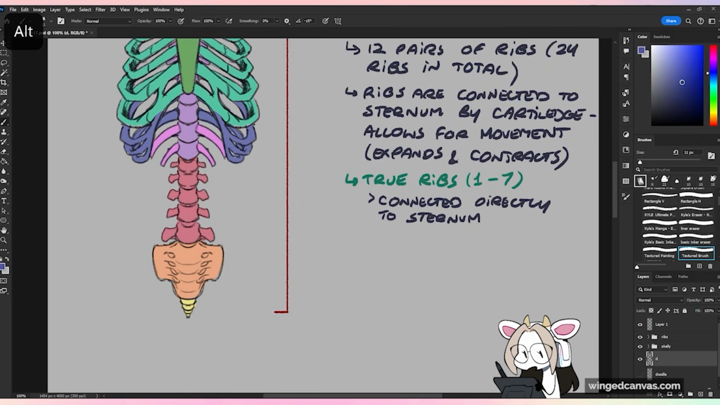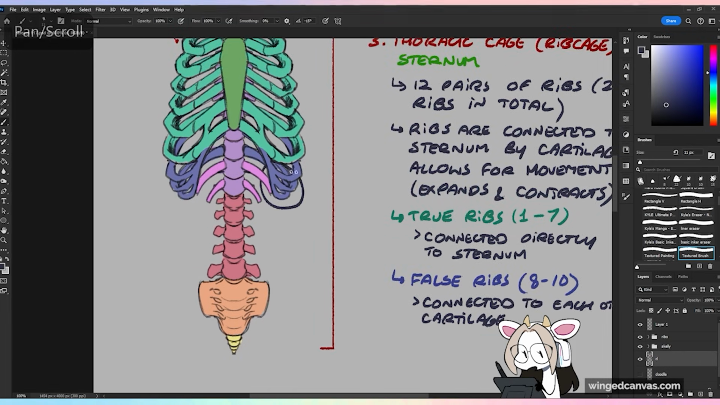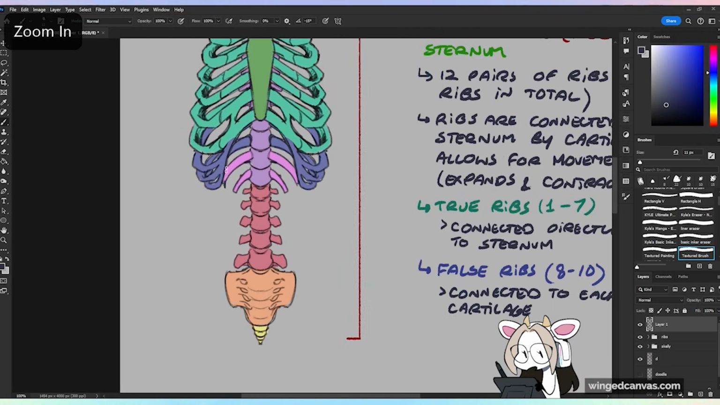The next set that we have are false ribs, which are ribs 8 through 10. False ribs are the ones that are connected to each other's cartilage. You notice here, it doesn't actually connect directly to the sternum. They're sort of just connected to each other. These are our false ribs. They're still there, and it creates this arch.